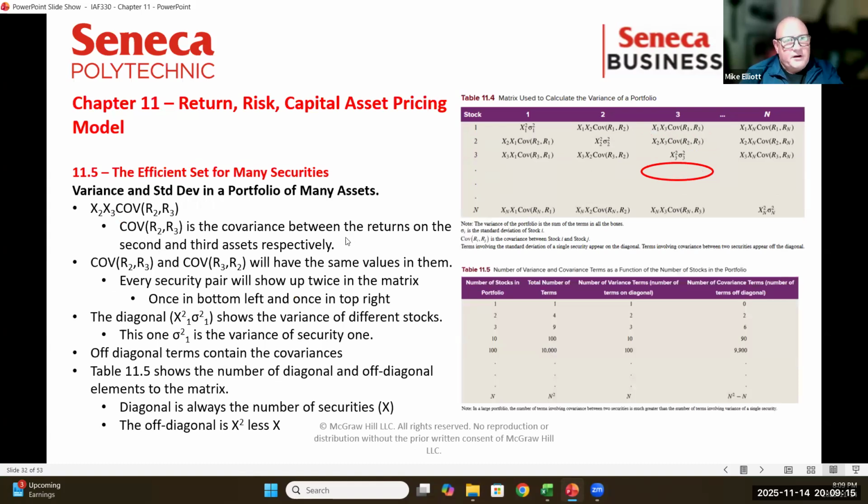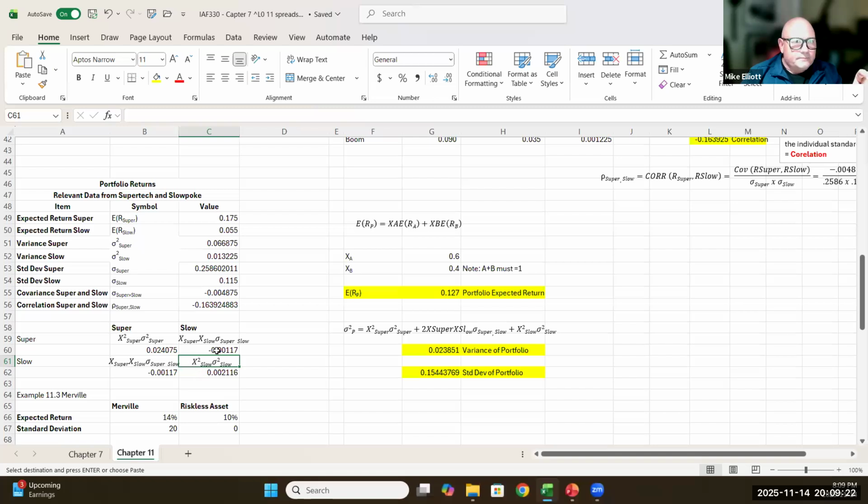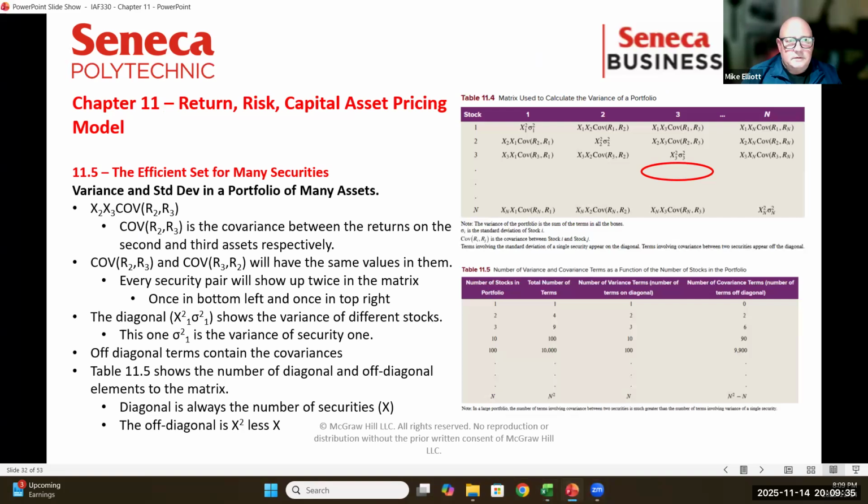Cov(R2, R3) is the covariance between the second and third assets accordingly. Here. Here. So it is X2 squared, sigma squared. Now the diagonals are all going to look the same as I said. Well, I don't know where that's supposed to go. Up here, I think.